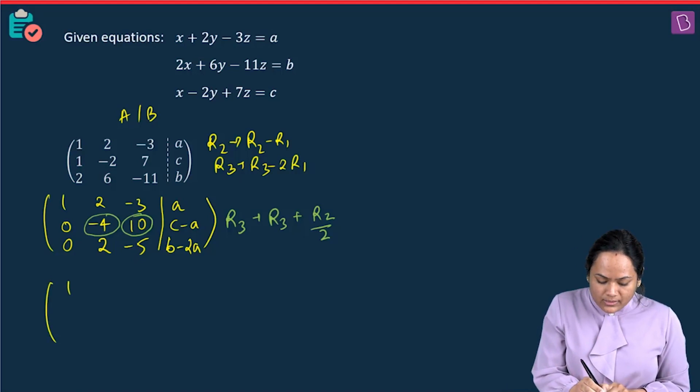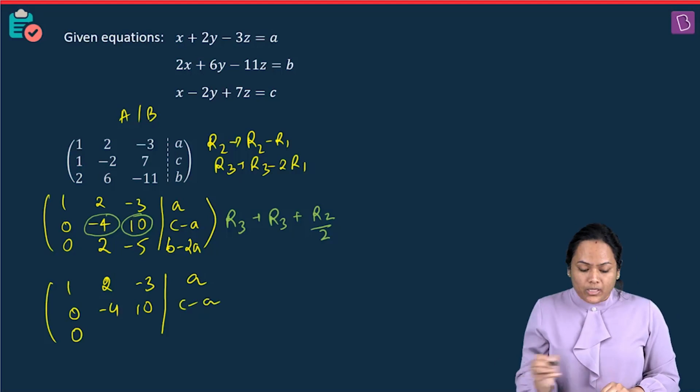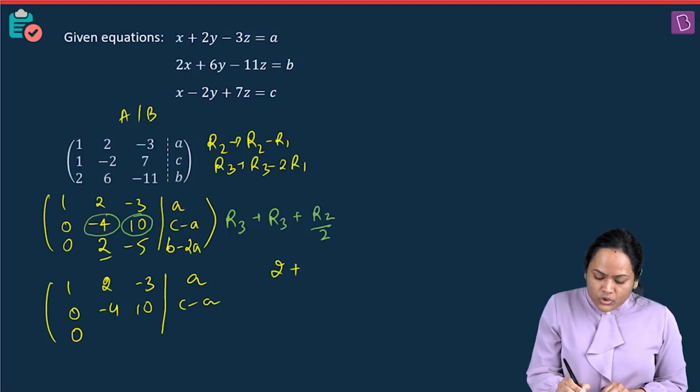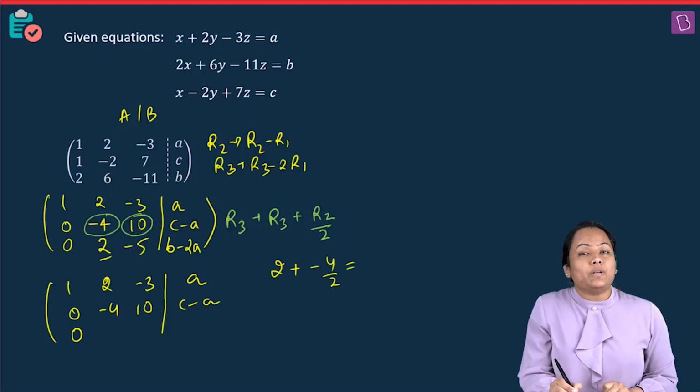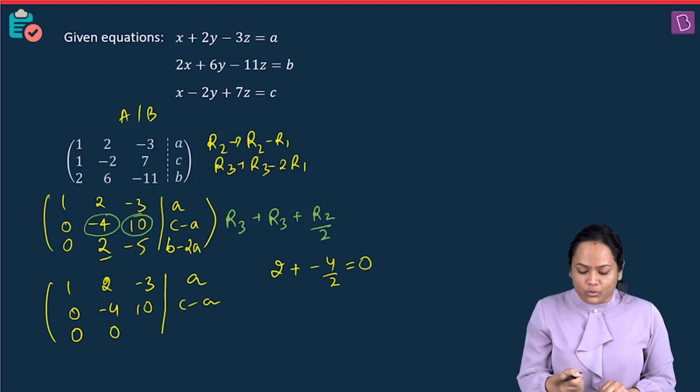Or let's say the system of equations as 1, 2, minus 3, a, 0, minus 4, 10, c minus a, and this is going to become 0. Then I have 2, which is going to become 2 plus minus 4 by 2. What is this value, guys? Quickly, 0. We have to create more and more zeros.